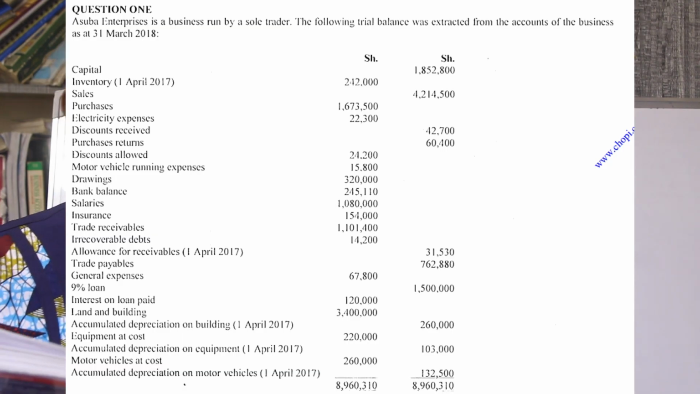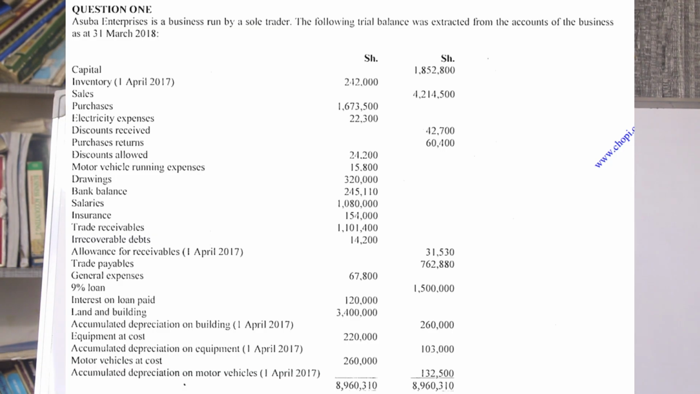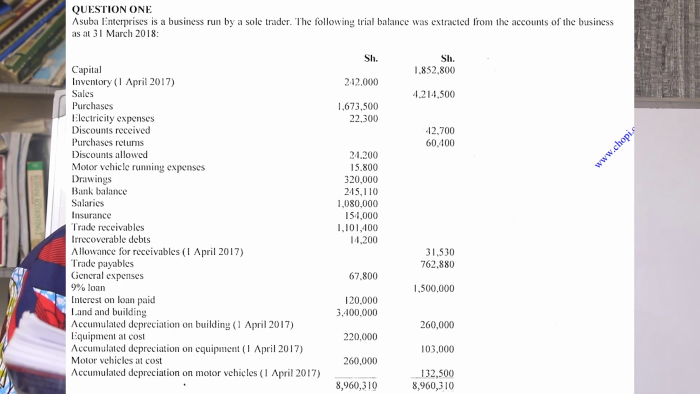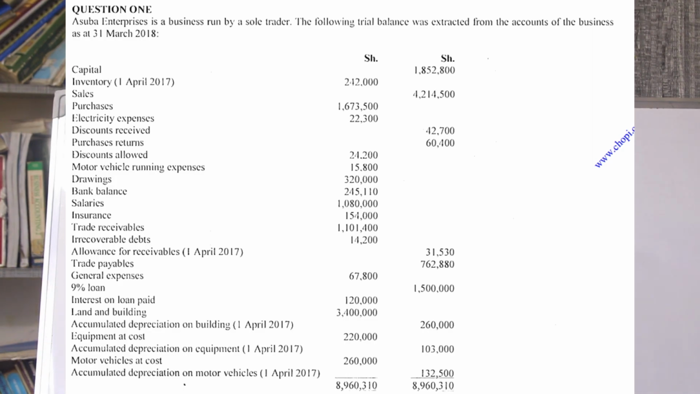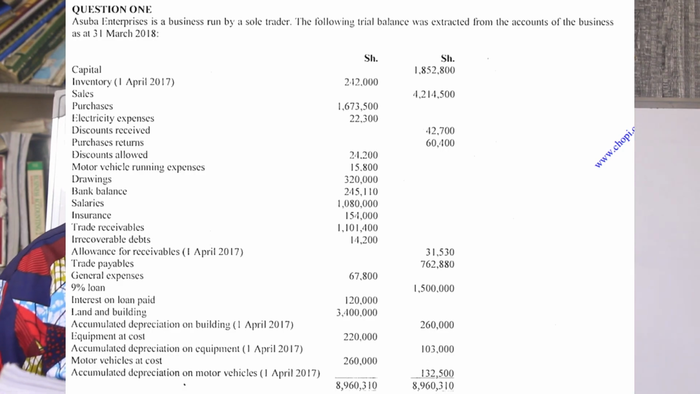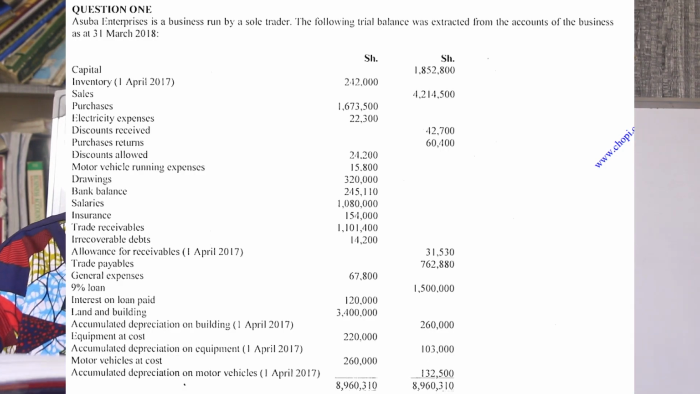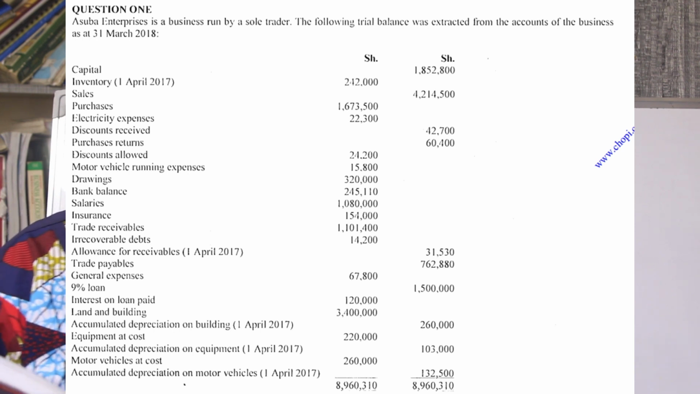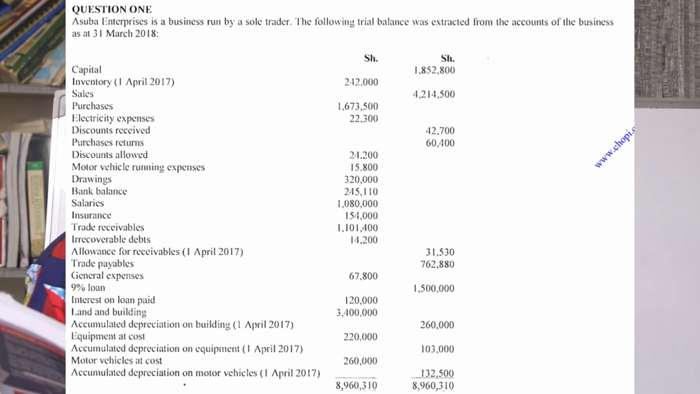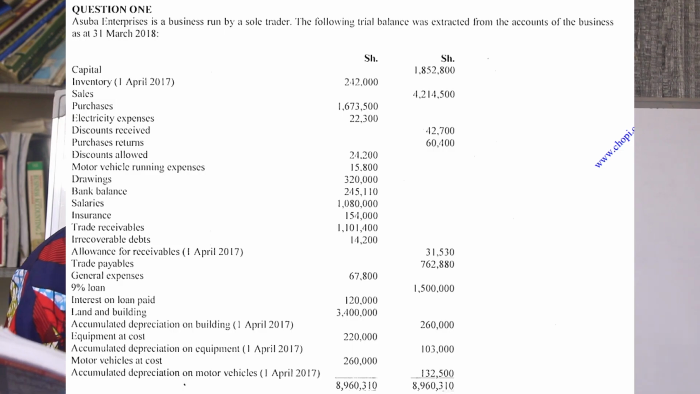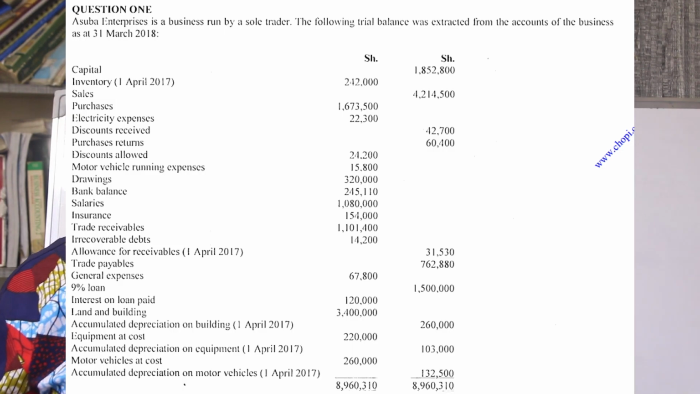Irrecoverable debts, you must know that is the other name for bad debts. Allowance for receivables, that's allowance for doubtful debts. Trade payables, general expenses, 9% loan. Every time you find that there is a loan somewhere, remember to compute the interest expense, even when you're not told, even when you're not told under additional information. Interest on loan paid, as if you are told how much of the interest has been paid. Land and building, accumulated depreciation, equipment at cost, accumulated depreciation on equipment, motor vehicles, accumulated depreciation on motor vehicles.